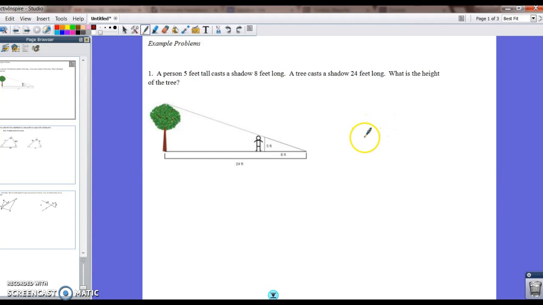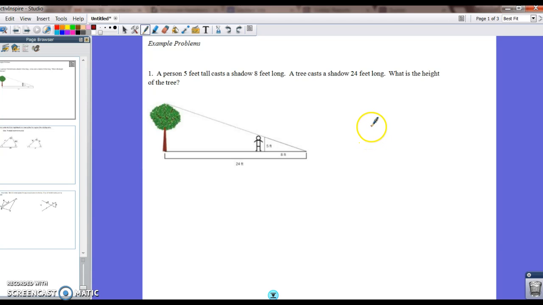It says a person 5 feet tall casts a shadow 8 feet long. A tree casts a shadow 24 feet long. So what is the height of the tree? Okay, so we've been talking about similar triangles. And remember that before we can use the idea of proportions to solve problems, we have to first ensure that we have similar triangles. And there are a few ways we could do it.